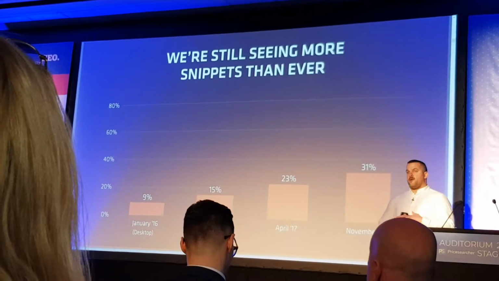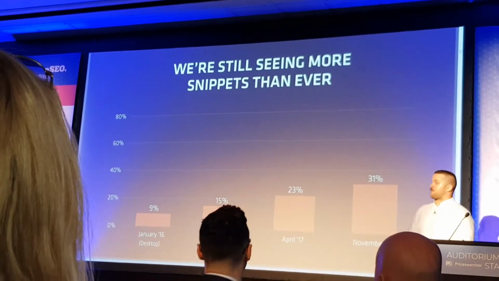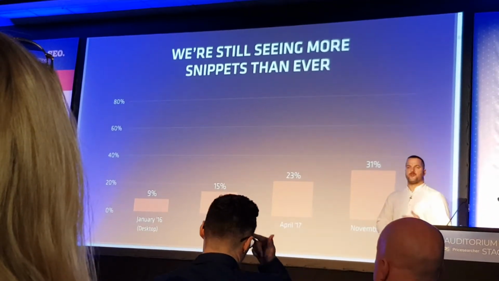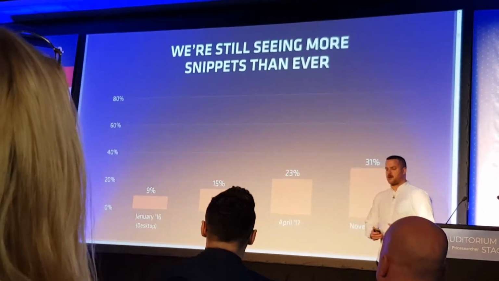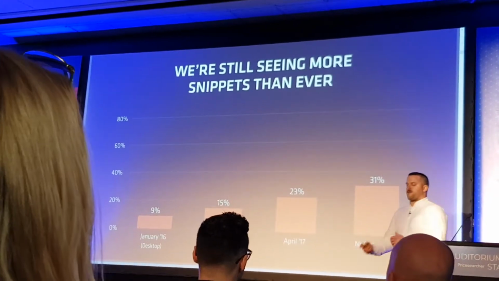The first thing I want to know when I get the data into Stat is how many snippets are there today. And it turns out there's a lot. 31% of our 1 million keywords triggered a featured snippet. That's like a 230% increase since we first started tracking the data. So they're more prevalent than ever.